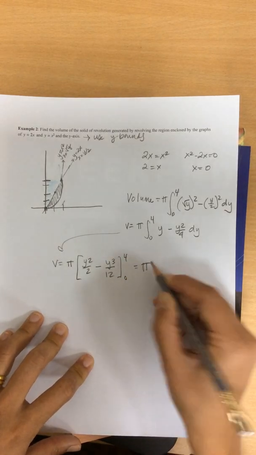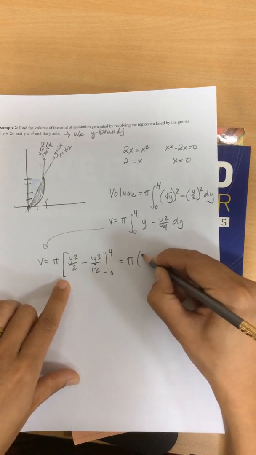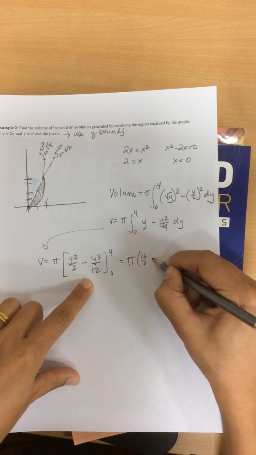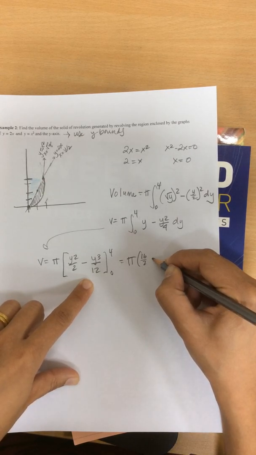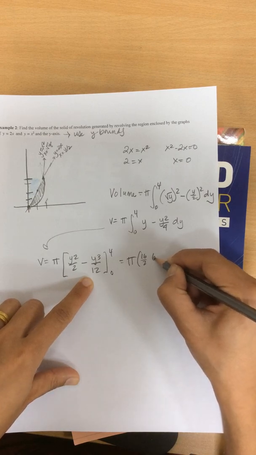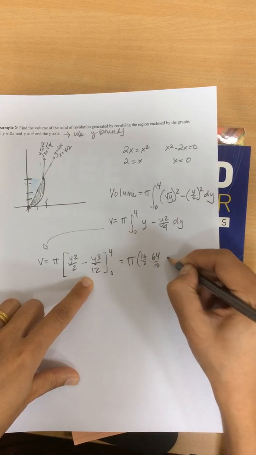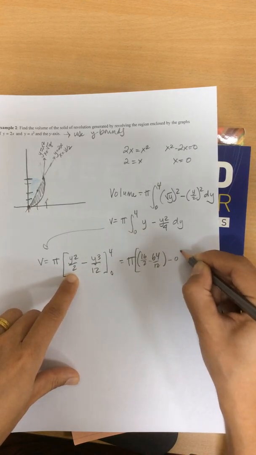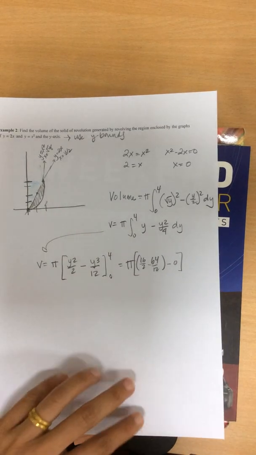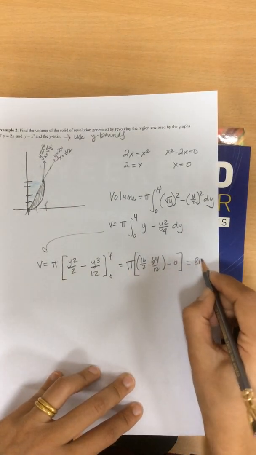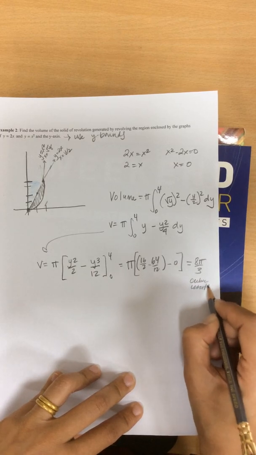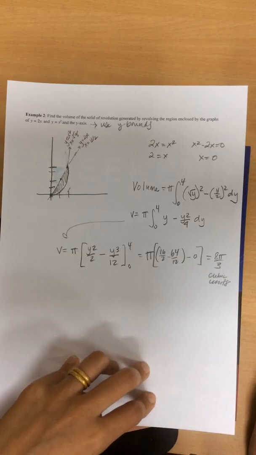What does that equal? Pi. Okay, when I plug in 4, I end up with 16 over 2 minus 64 over 12. And then, so I'm going to do this. When I plug in 0, I end up with 0 over 0. And when you evaluate that, it ends up being 8 pi over 3 cubic units. Don't forget your units. This one doesn't tell us what the units are, so we just write cubic units.